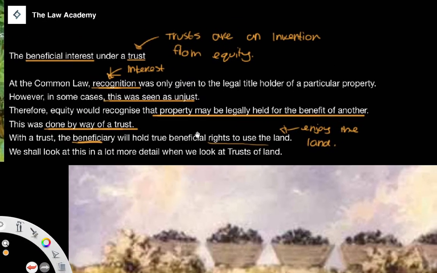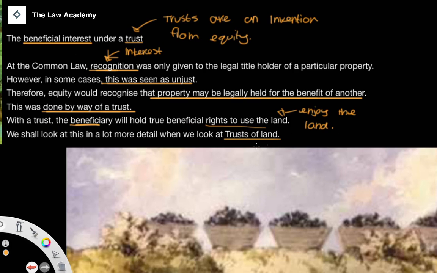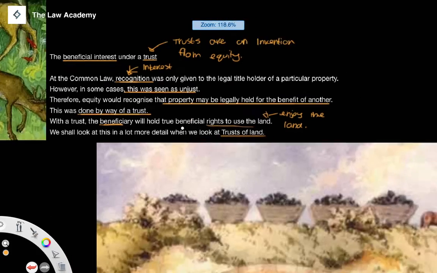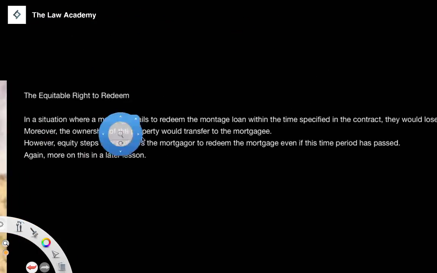And that's what this system would do. So the beneficiary of a trust is the individual who would benefit from the trust, and they would have the right to use and enjoy the land, even if they are not officially the legal title holder of a particular property. And like I said, when we look at the relationship that land law has with the law of trusts, we will look at the concept of beneficial interests in more detail. There is also the equitable right to redeem.